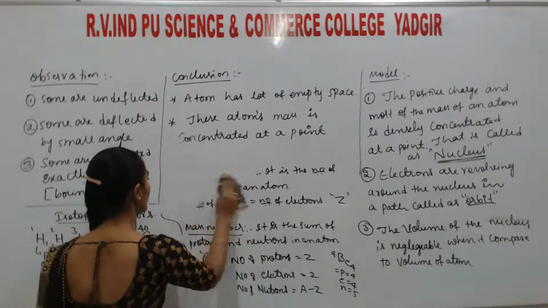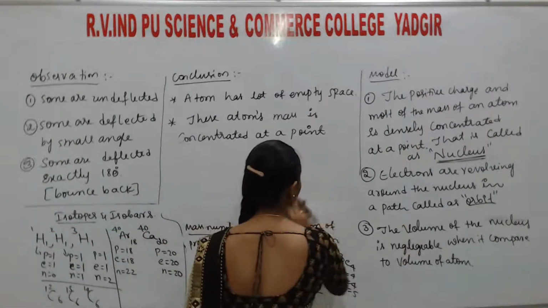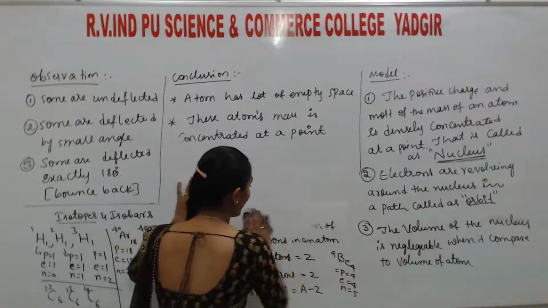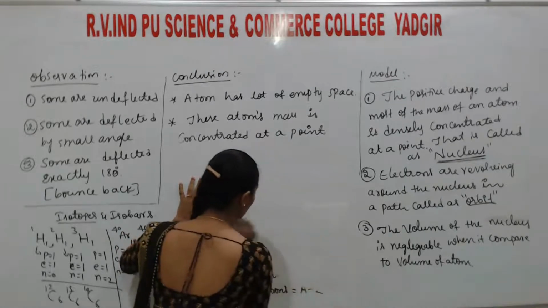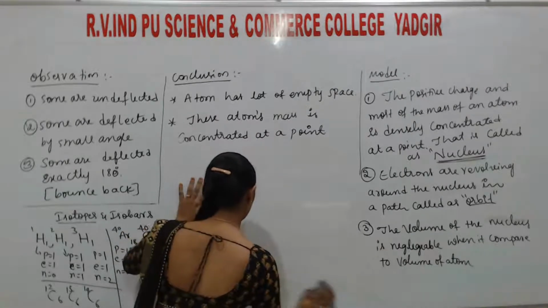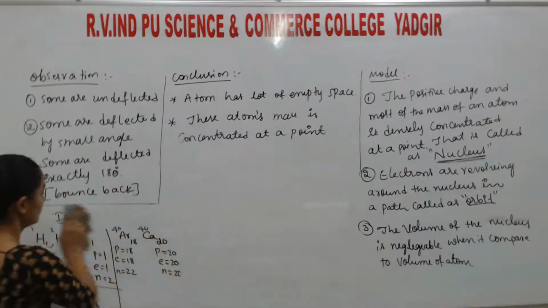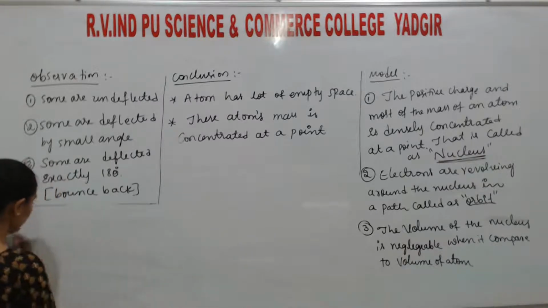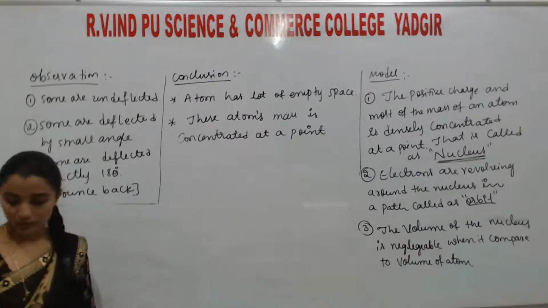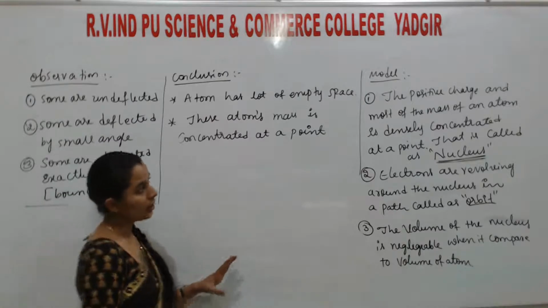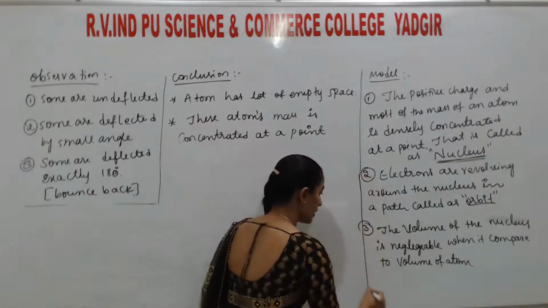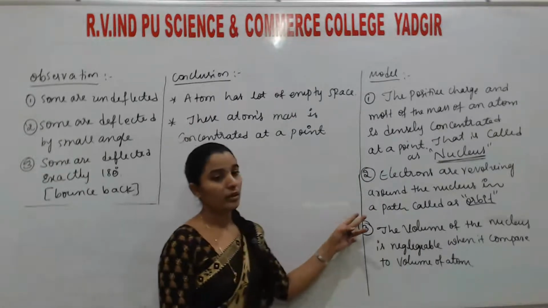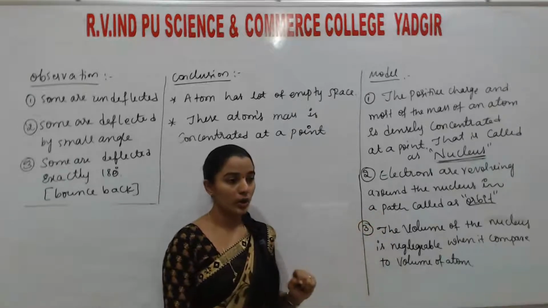Students, next is the drawback of this Rutherford atomic model. Why did this model fail? Why do we not accept this model? The first thing, after suggesting this model, is that we compare this atomic model with the solar system.